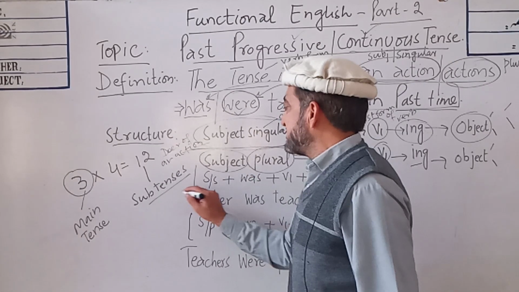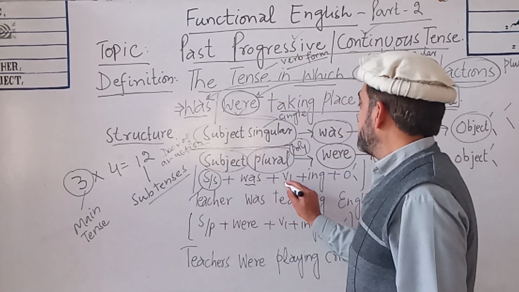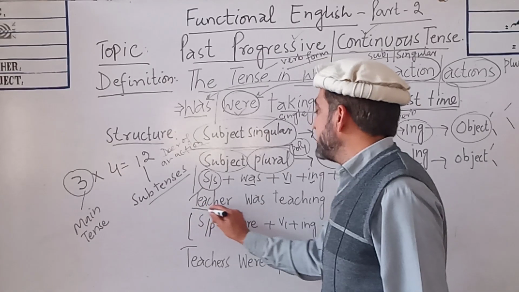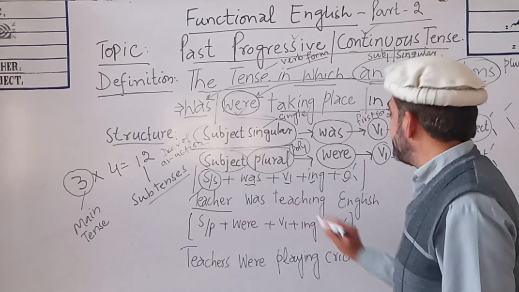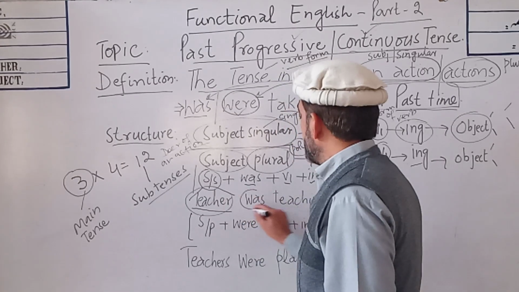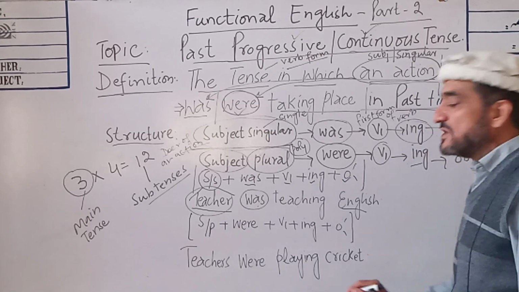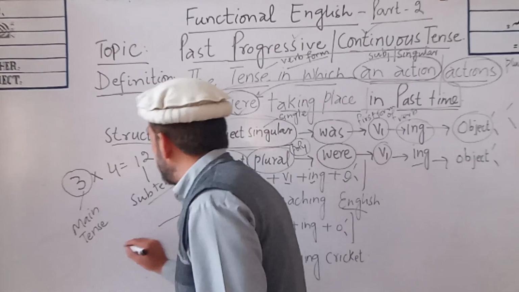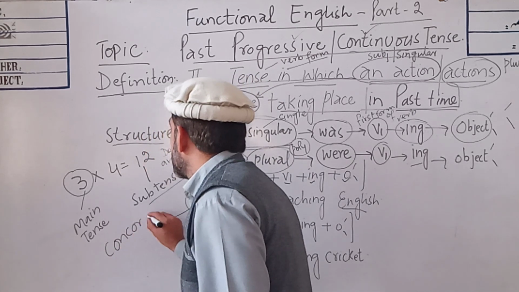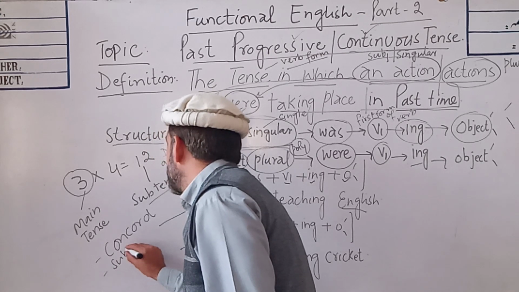Examples: subject singular plus was plus V1 plus ing plus object may or may not. Example is teacher was teaching English. So teacher is singular, and with singular we go for the use of singular helping verb, and this phenomena is called concord. Concord or subject verb agreement.